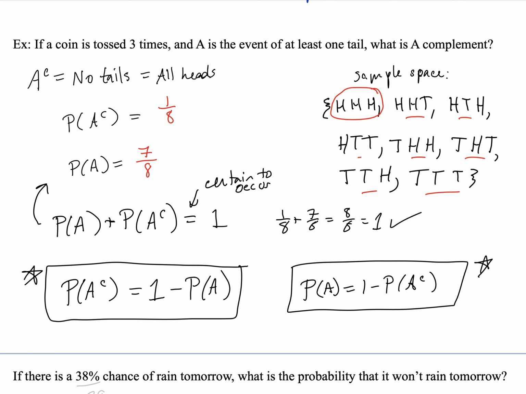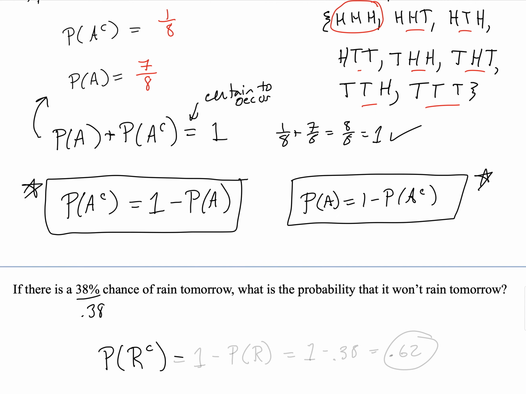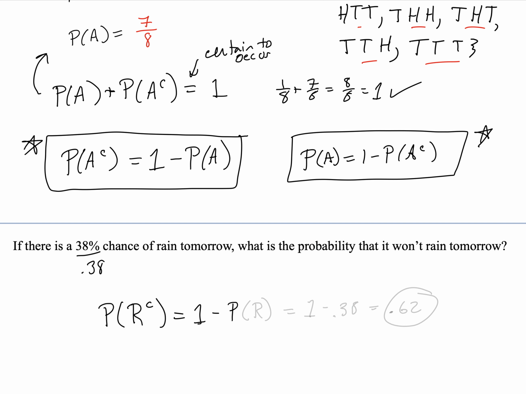As one more quick basic application of complements, if there's a 38% chance of rain tomorrow, what's the probability that it won't rain tomorrow? We would want to convert that 38% to a decimal, 0.38, and the probability of no rain is 1 minus the probability of rain, so that's 1 minus 0.38, and we'd have 0.62 probability that it will not rain tomorrow.